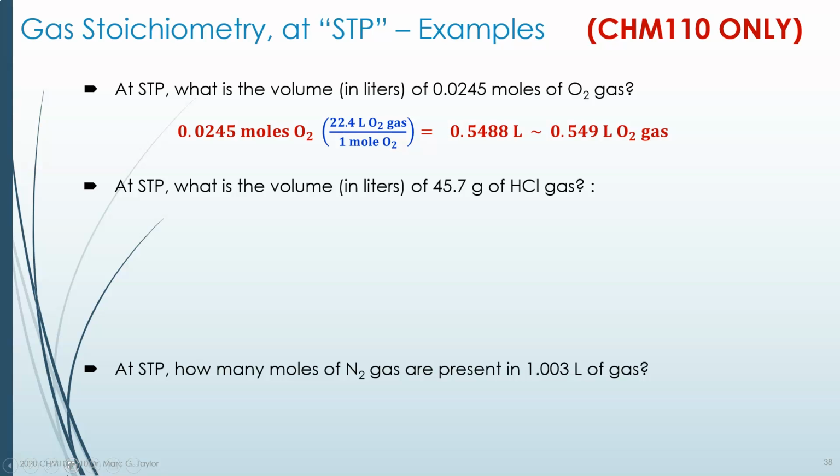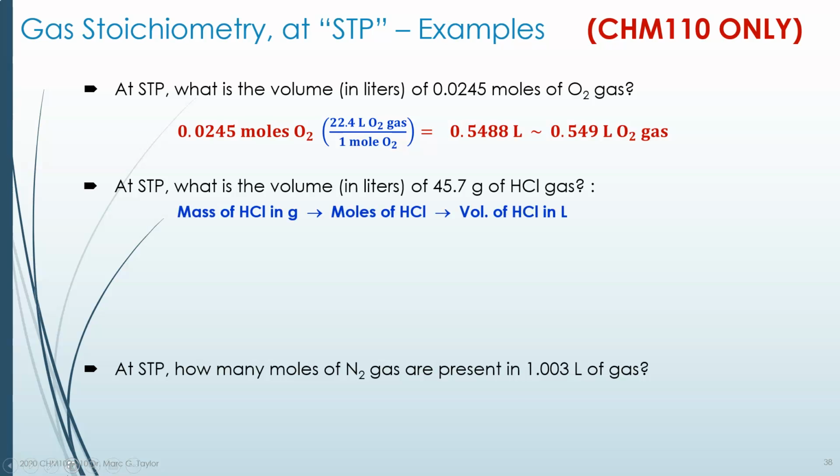Second problem, at STP, what is the volume in liters of 45.7 grams of hydrochloric acid, hydrogen chloride gas? When it's in water, we call it hydrochloric acid. When it's a gas, we call it hydrogen chloride. Now, here we have grams. So remember, you should be used by now to the fact that anytime you see grams, you're probably going to need a molar mass to convert it to moles. And that's what we do first.